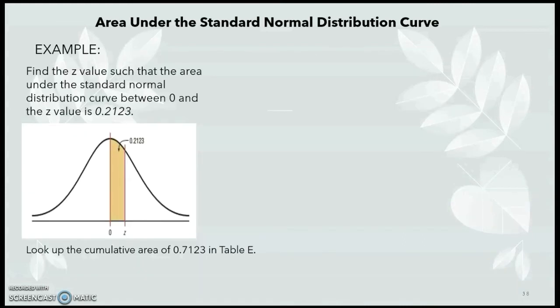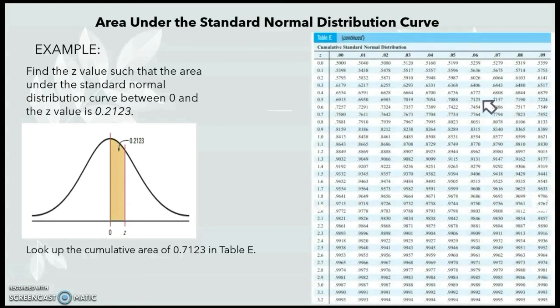Look up the cumulative area of 0.7123 in table E. So the area is on the 5th row, and the value to the left is 0.5, and the top value is 0.06. Then add these two values to get 0.56. Then the z value for the given area is 0.56.